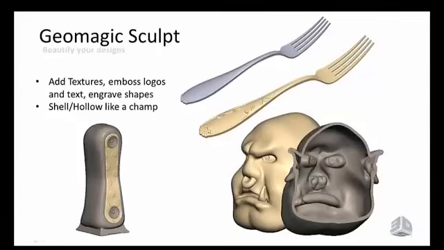A great example is if you ever wanted to add that special touch or detail to your designs. With Sculpt, adding textures, embossing, and engraving shapes is simple and fast. And since we're using voxels, no matter how complex the geometry, you'll be able to shell the most difficult of designs, where CAD programs usually tend to fail.